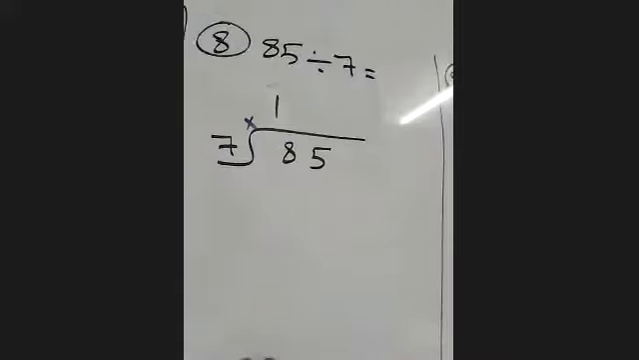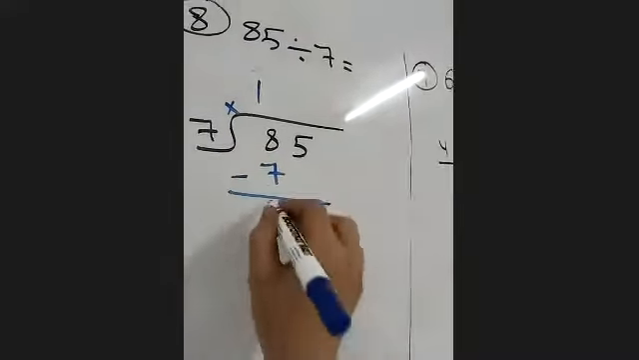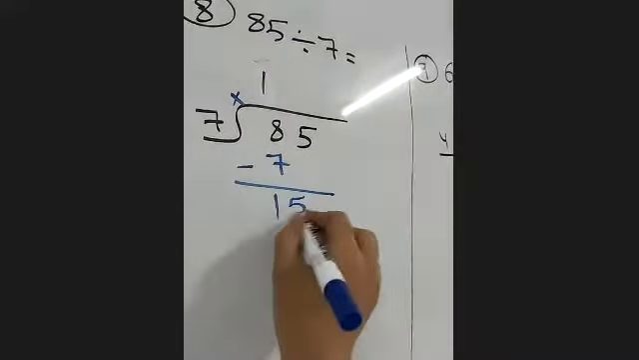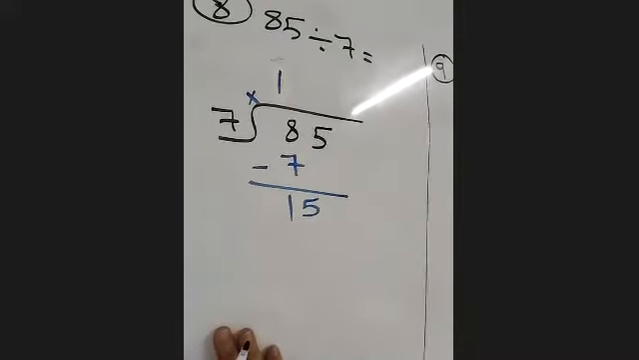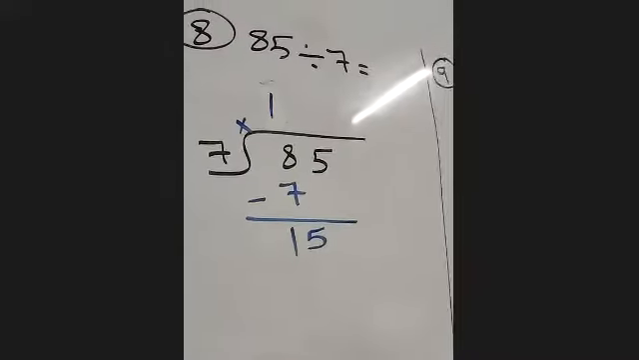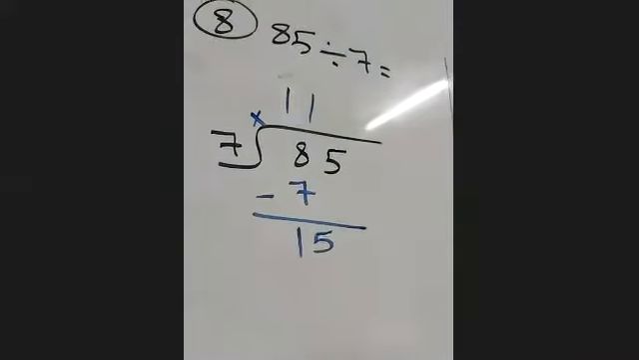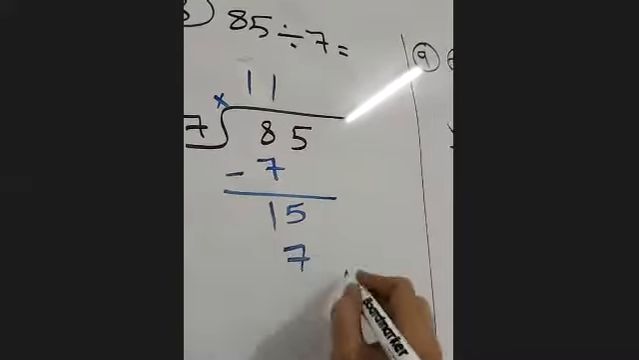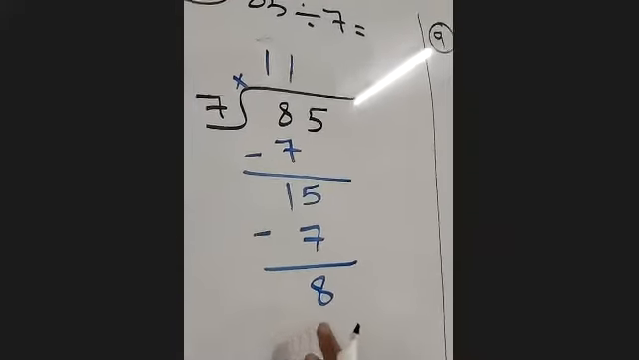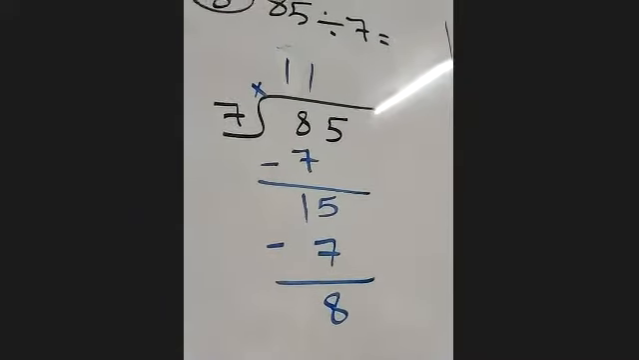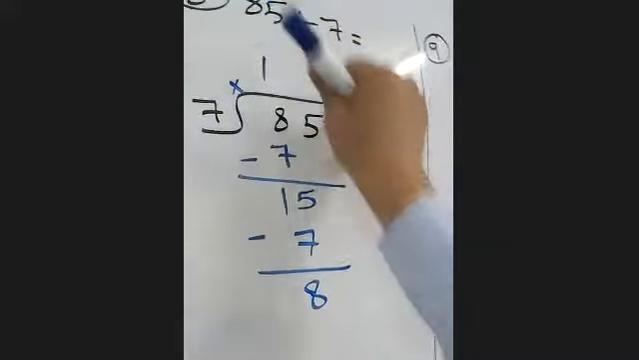1 multiply 7 is 7. 8 minus 7 is 1. Put 5 down. Then? Put also 1 because we don't have 7. 1 by 7 equals 7 also. 15 minus 7 is 8, right? Is this correct? 8 more than 7? No. If the 8 is more than 7, then this one is incorrect.